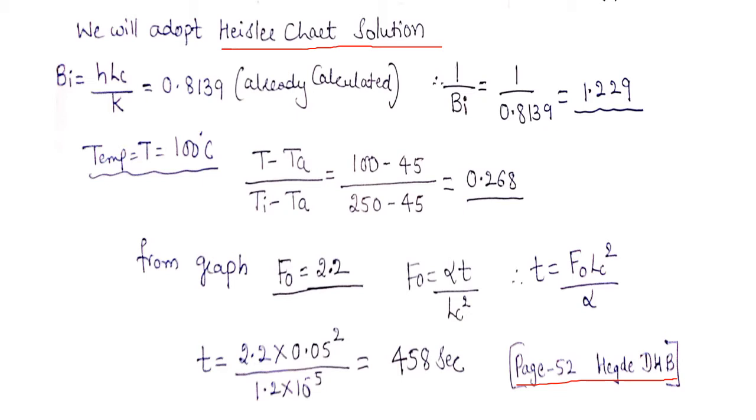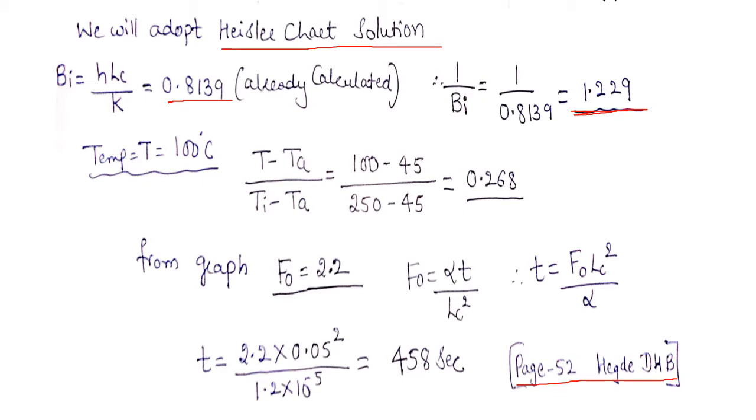In the graph, let us calculate once again. Already we have calculated it. This Biot number is given by h into Lc divided by k. That value we have already got as 0.8139. As per the graph, we require the value of this Biot number. In the graph, 1 divided by Biot number is there. For that purpose, let us first calculate 1 divided by Biot number. It is 1 divided by 0.8139. So 1 divided by Biot number, the value is 1.229.